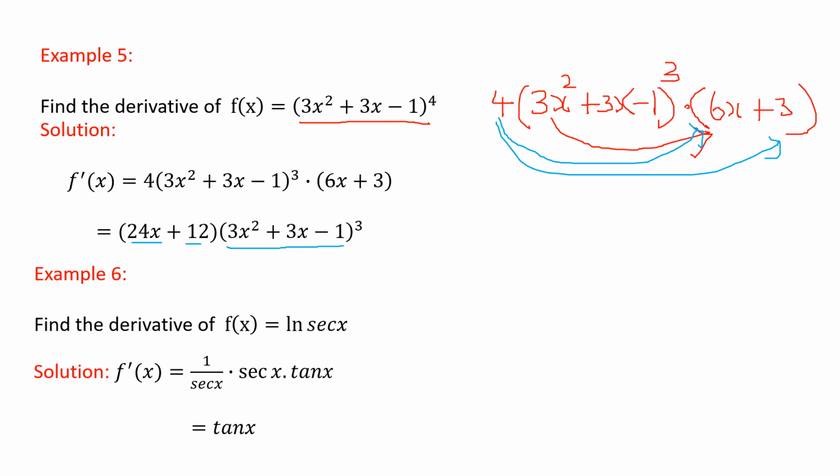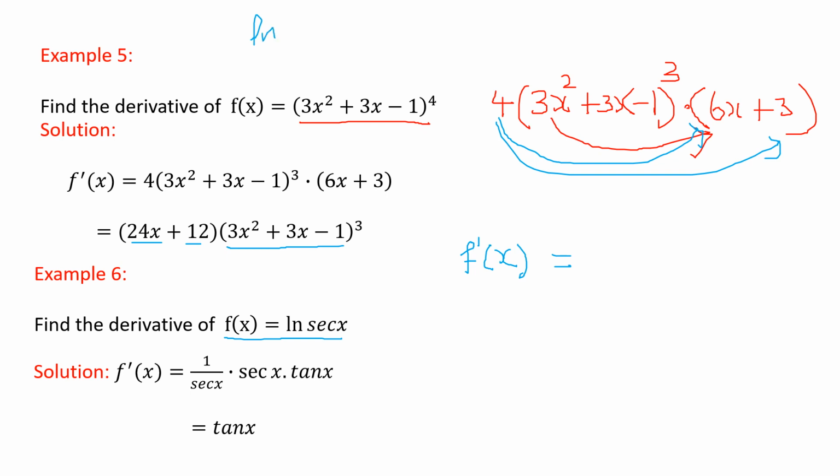Example number 6. Find the derivative of f of x equal to ln secant x. So what is my answer? My answer is the derivative of f of x will be f dash of x. Then my function is ln secant x.